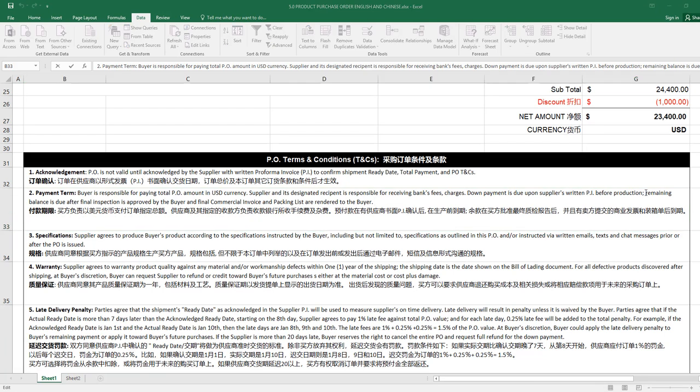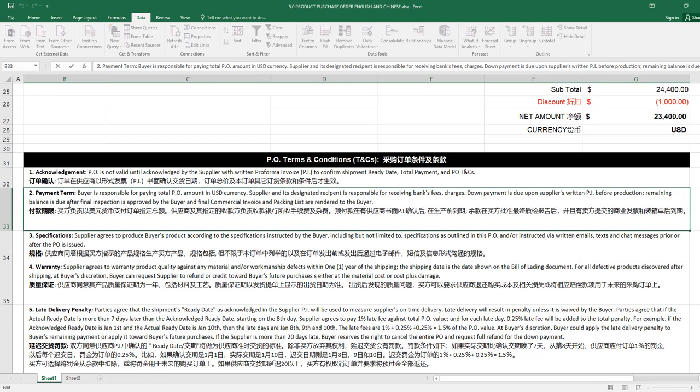The second point, guys, is the remaining balance is due after final inspection is approved and the commercial invoice and packing list are rendered. So be crystal clear with your supplier. You are not going to pay them, even if they say, oh, your shipment is ready, you need to pay for the remaining balance. No, your remaining balance is not due until you are satisfied with final inspection.